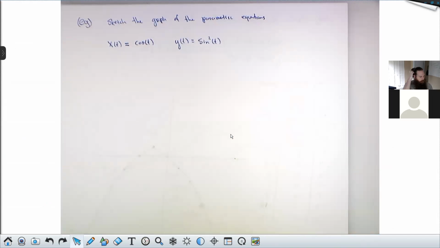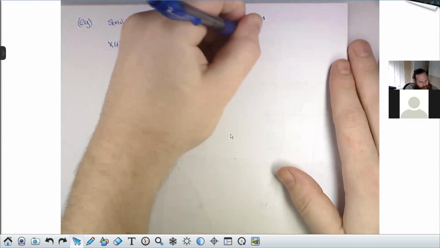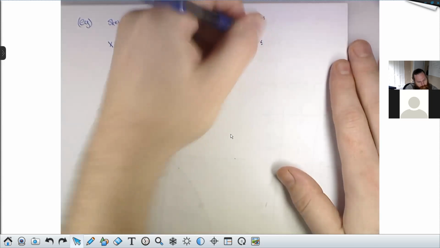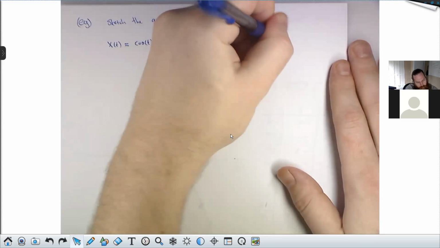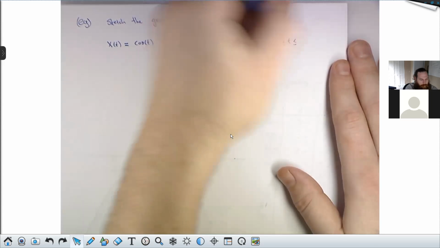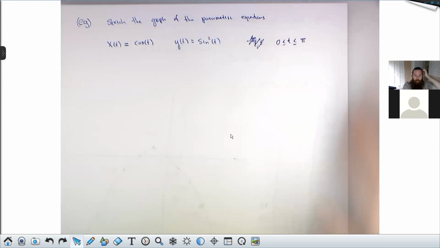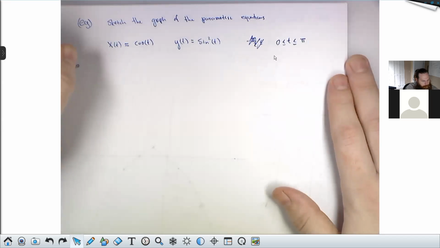And here, let's go from negative pi over 2. I don't know, we'll go from 0 to pi. This will be more interesting, and it'll start off monotone, which is easier. So here, x of t is cosine t, and y of t is sine squared t. My time domain is 0 to pi. And I'll do the same thing by plotting points at first.